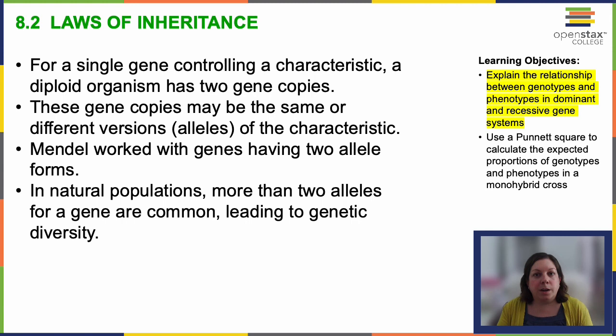Mendel examined the inheritance of genes with just 2 allele forms, so just 2 versions of the trait. But it's common to encounter more than 2 for any given gene. And it's also common for a physical characteristic to be determined by more than 1 gene acting together. So some of this gets a lot more complicated, but we're going to stick with some nice examples where a single gene controls a single characteristic, and those characteristics are limited to 2 versions. Okay.